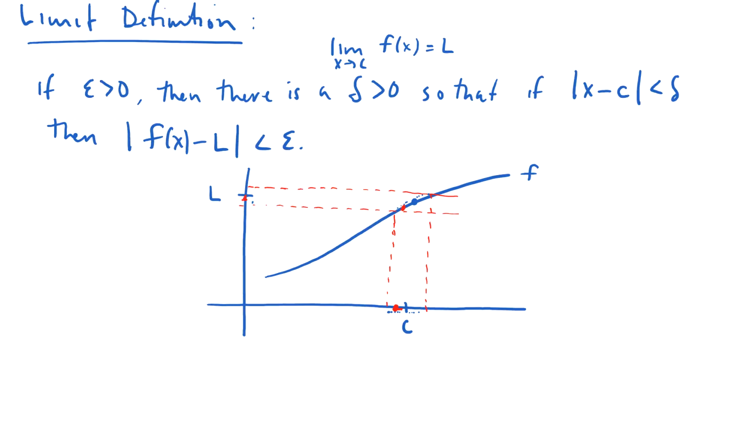No matter how small, 1/1,000,000th of a unit, then there's some value that I can pick. As long as I'm closer than that, which is delta, to c, I know that f of that value will be that close to L. Okay, so it takes a little bit to wrap your mind around that, but that's the actual math definition, and we say it loosely as x gets closer to c, then y gets closer to L.